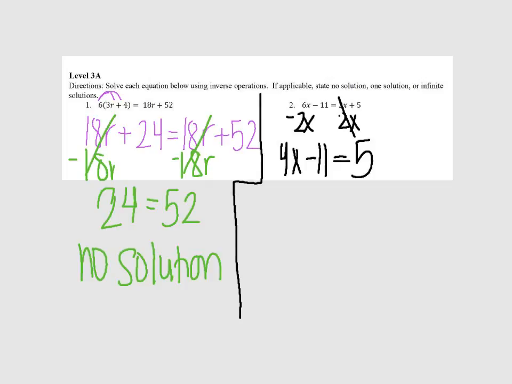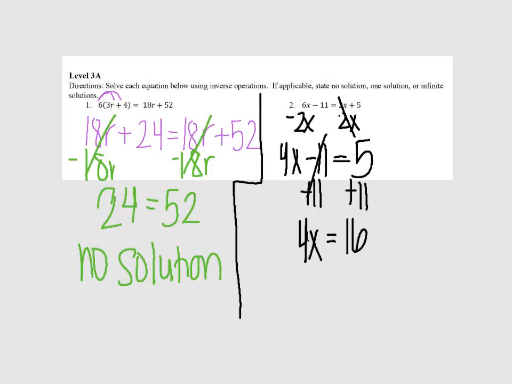Now I want the x to stay, so I'm going to get rid of the minus 11. The opposite of minus 11 is plus 11. I have to do that to both sides. My 11s will cancel on the left, and on the right I have 5 plus 11, which is 16.